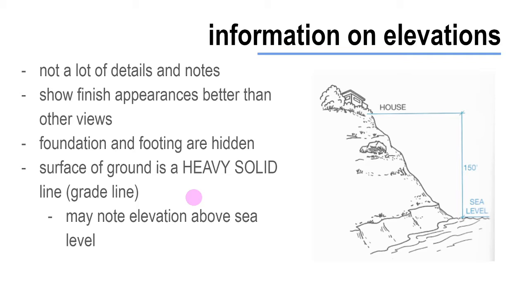The elevation is going to show most of the building, how it actually appears, with solid lines. And in some elevations, we'll see the foundation and footing as hidden lines. The surface of the ground, what we refer to as the grade line, is shown with a very heavy solid line, and it may include a note about the elevation above sea level or other reference point.